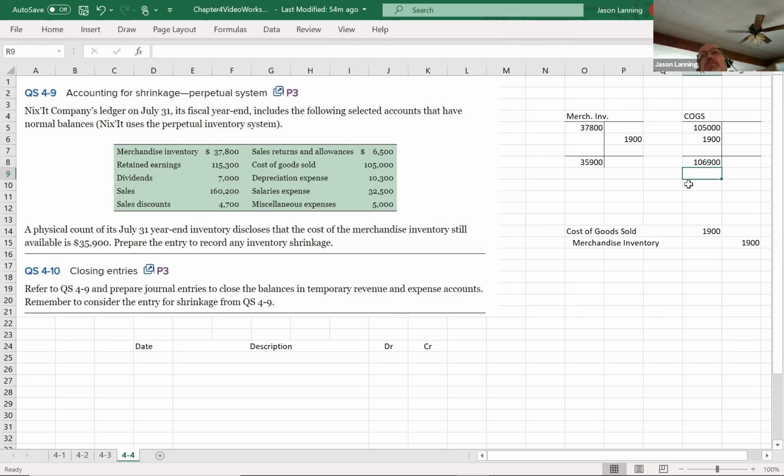All right, so when we get down here into closing, we have to know these things because our cost of goods sold ends up getting closed. So for closing, the first thing we'll look at are our revenues here. And the revenue that we have in this is sales. Sales is our revenue.